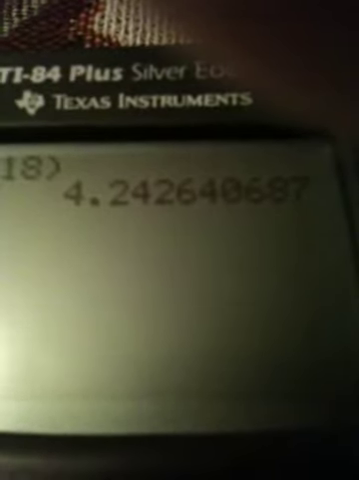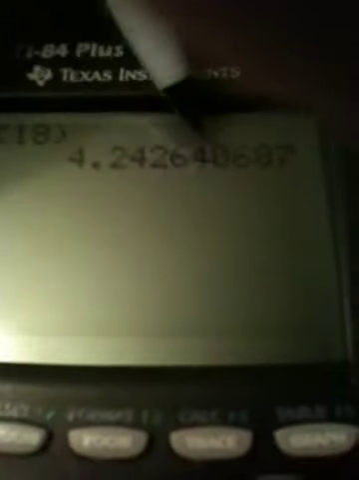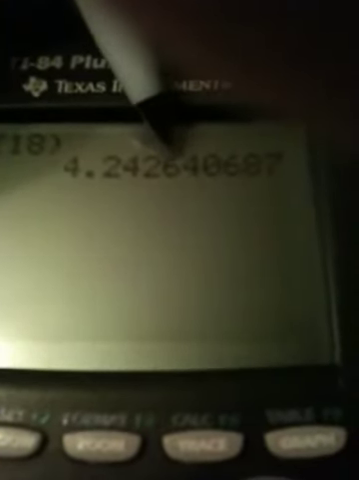And I get the answer 4.242640. Well, that's because it doesn't stop, it's not exact. And we're told to round to the nearest thousandth. So that means I need to go to the third decimal place. So it would be 4.24, and then it would be a 3. And the reason it would be a 3 is this 6 is 5 or higher, so it rounds up the place before it.